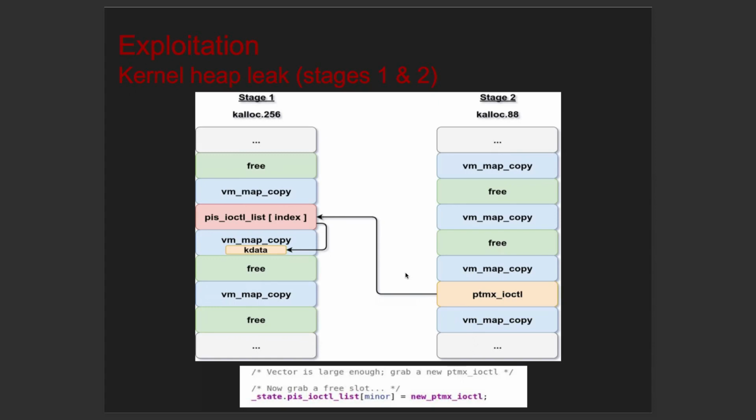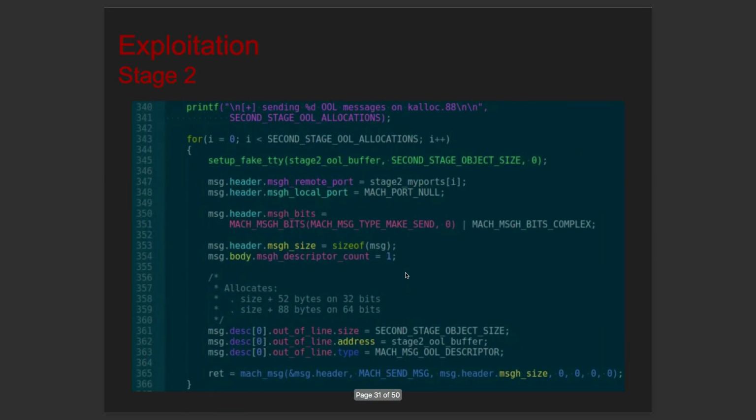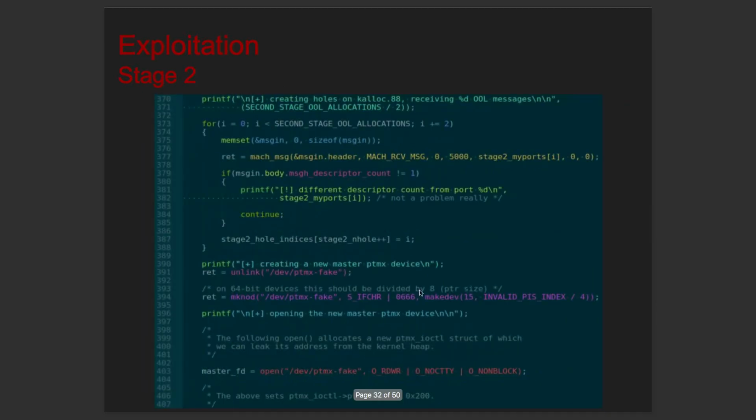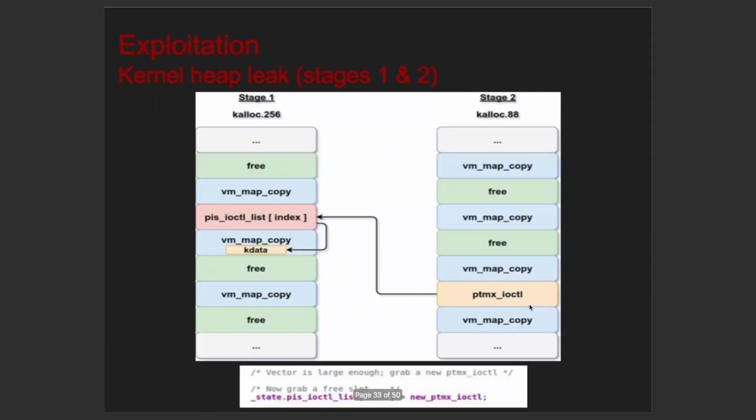So that's how the heap looks like. I have here the code. It's very similar to the first stage, right? You spray with VMAP copy structs of size 88, max and message, right? And then you receive every second one. You create the holes on the 88 zone, and then you trigger the bug here, right? This invalid piece index number here is basically what points relatively to here, right?